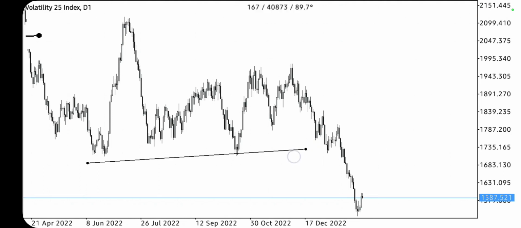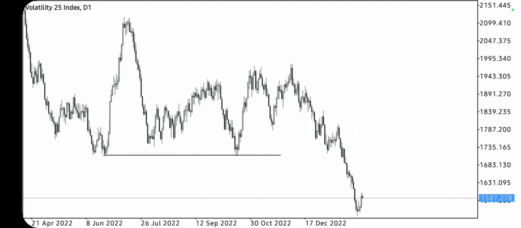We have a break of structure here. We have a break of structure here to the downside. Now, how do we know our major liquidity? How do we know our internal liquidity? And how do we know our external liquidity?